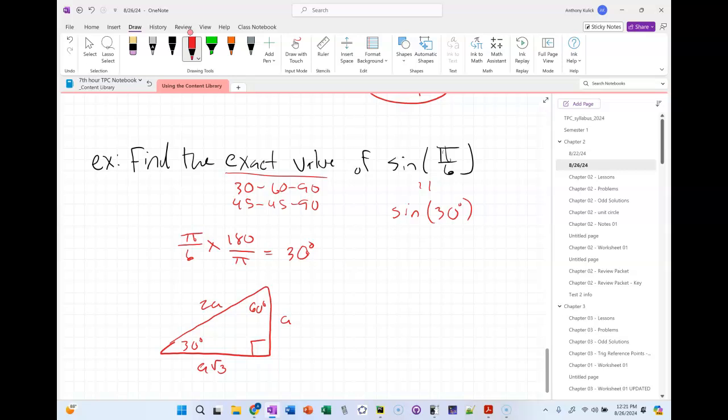And I write sine of 30, that gives me a over 2a, or just 1/2. Okay? No big deal, right? Just using the 30, 60, 90 or 45, 45, 90 triangle. And if it's in radians, just convert it to degrees so you know what to do.